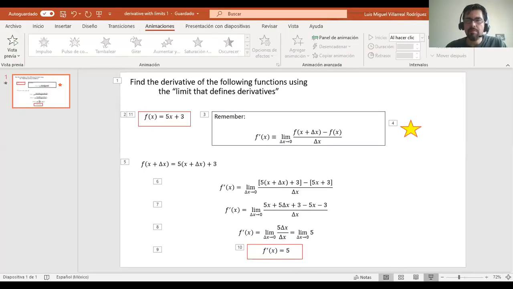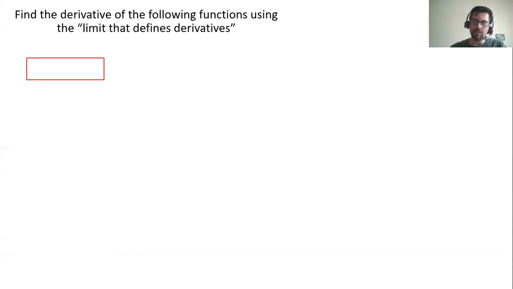All right, we're going to solve a problem of finding a derivative using limits. The problem says find the derivative of the following function using the limit that defines derivatives. The given function is f of x equals 5x plus 3, a nice linear function.